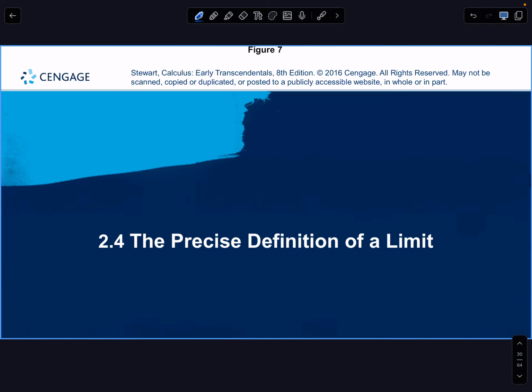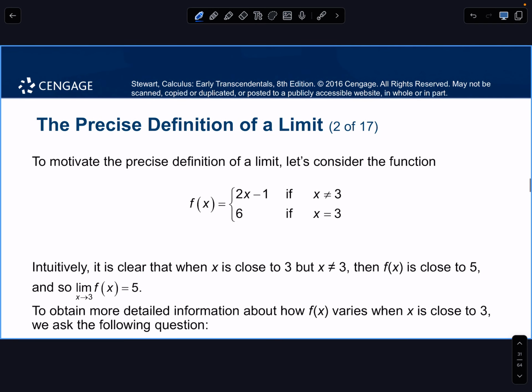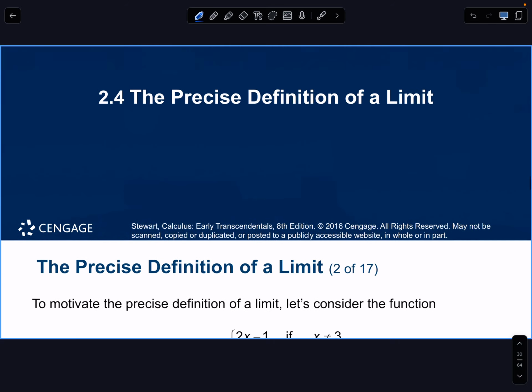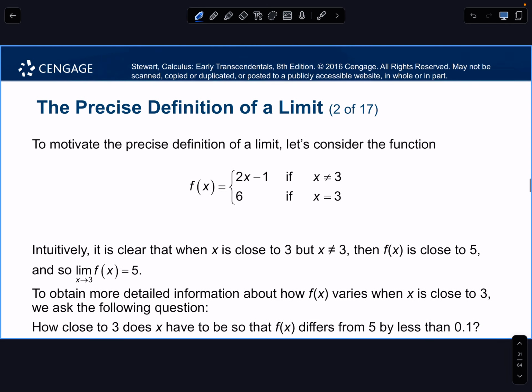All right, so moving on. I know this is a lot, and we will practice this on the worksheet. So here we go.